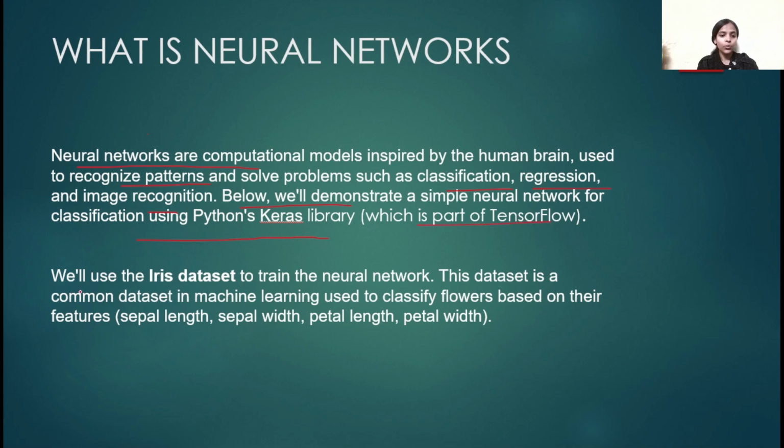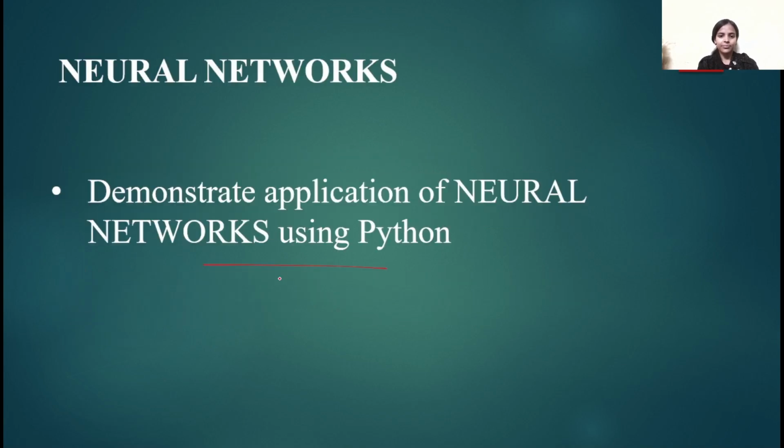Now here we will use the Iris dataset to train the neural network. This dataset is a common dataset in machine learning, which is used to classify flowers based on their features, for example, sepal length, sepal width, petal length, petal width. Now let's see the code of how to demonstrate the application of neural network by using Python.